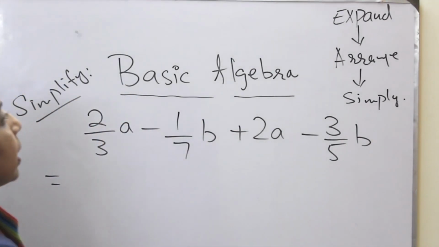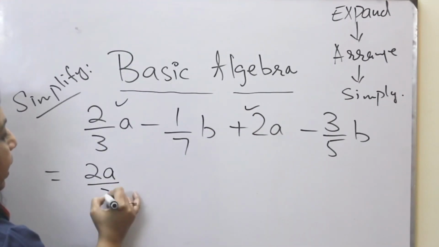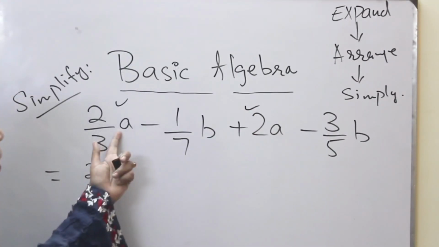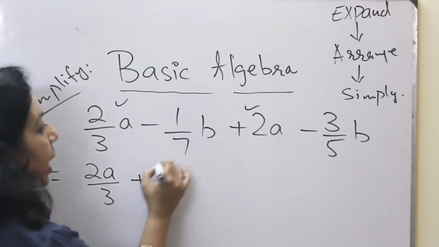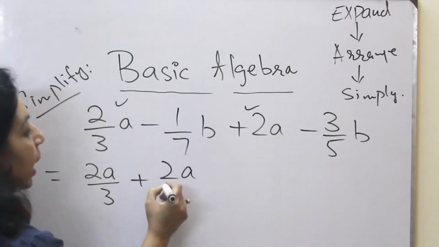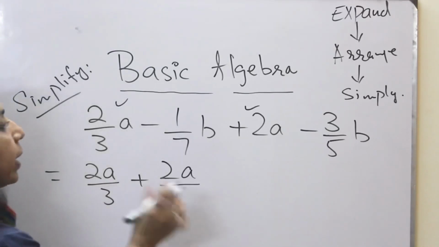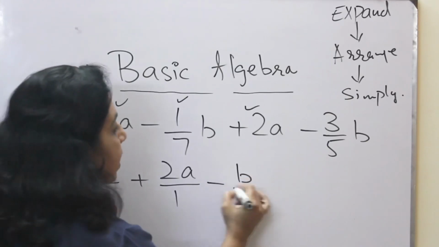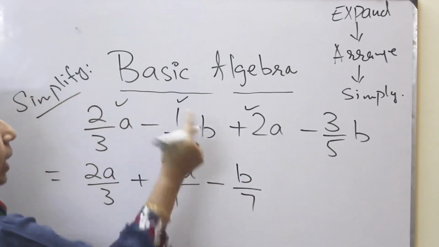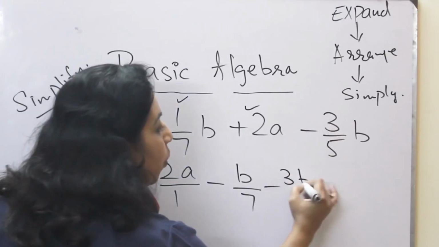Okay, in this question there is no expansion as there is no bracket, so we shall just arrange. 2a by 3, as the variable is in the middle of the fraction, so we shall take it in the numerator. 2a by 3 plus 2a. Now I shall make this 2a a fraction like this. I shall put a 1 in the denominator to make it a fraction. Then I shall take minus 1 by 7 b, means b by 7. 1 multiply b is b, and then I shall take minus 3b over 5.